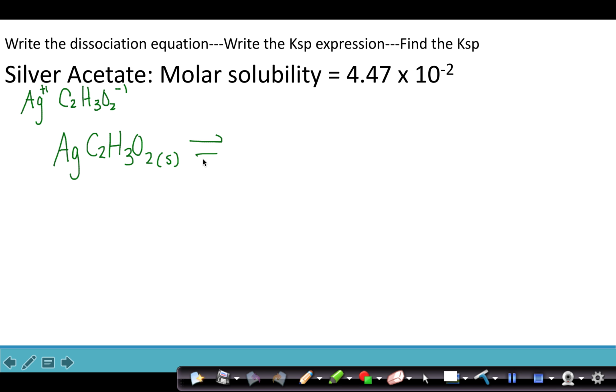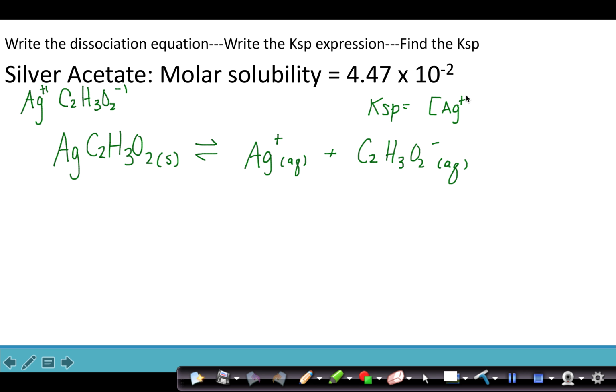C2H3O2. Again, we're talking about it dissolving to some extent, and since it's dissolving to some extent, we're going to make aqueous ions, 1 Ag plus for every unit, and 1 acetate for every 1 unit, which means that my Ksp is just simply going to be Ag plus C2H3O2 minus, because since these are each subscripts of 1, these are each coefficients of 1, these are each exponents of 1.